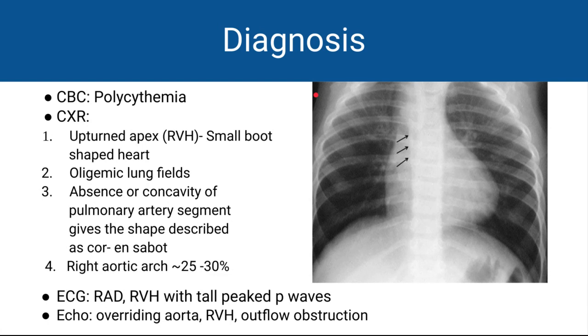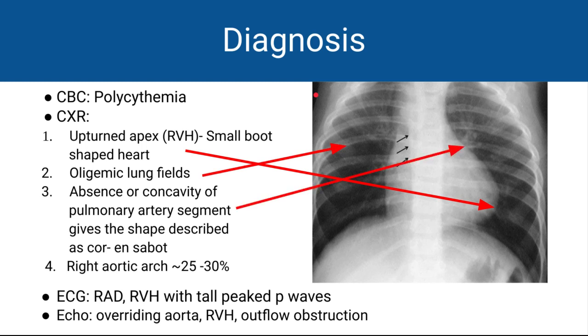CBC will reveal polycythemia, then chest X-ray suggestive of right ventricular hypertrophy. Upturned apex is pathognomonic of right ventricular hypertrophy, and heart will be boot shaped, oligemic lung field. Absence of concavity of pulmonary artery leads to boot-shaped heart. Upturned apex and absent concavity lead to boot-shaped heart. And right aortic arch in some cases.